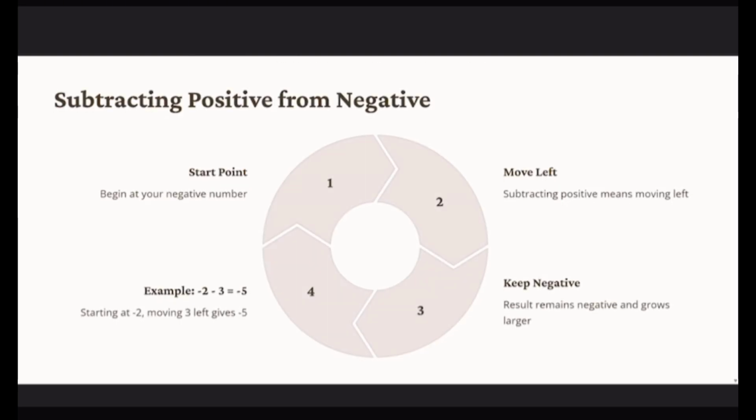Subtracting positive from negative. 1. Begin at your negative number on the number line. 2. When you subtract a positive number, it means you move left on the number line. 3. Since you started with a negative number, the result will remain negative. As you move further left, the negative number becomes larger in magnitude.